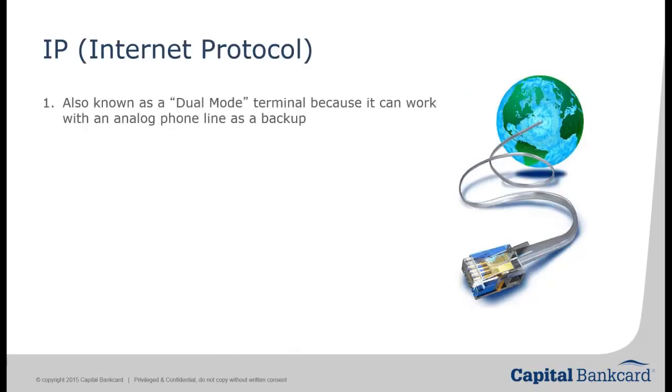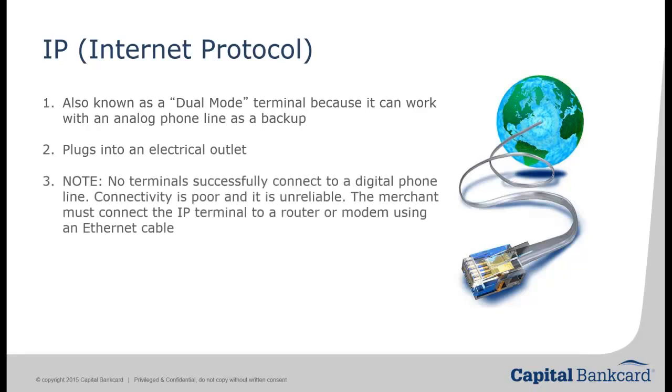Now let's touch on IP terminals. These are also known as dual mode terminals because they can work with an analog phone line as a backup. One end's going to plug into an electrical outlet. Now one thing I want to note, no terminal will successfully connect to a digital phone line. The connectivity is poor and unreliable. It may work on certain transactions, but it might drop some, and it will burn out the internal modem on that terminal. The merchant must connect an IP terminal to a router or modem using an Ethernet or Cat5 cable.